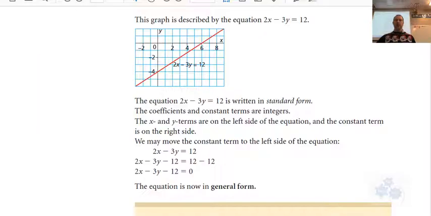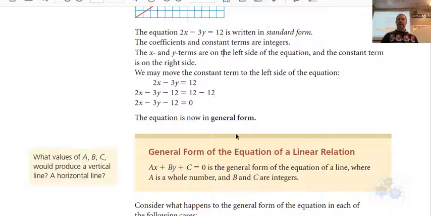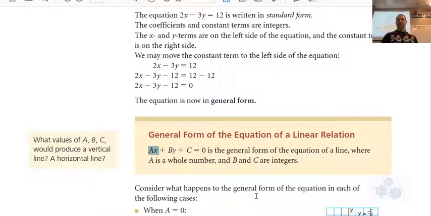So finally, general form is very similar to standard form. General form is where all of the terms are on the left side. Okay? And the one extra stipulation is that this x term has to be positive. So notice that b and c could be negative, but a has to be positive. Okay? So this is the general form of the equation of a line.